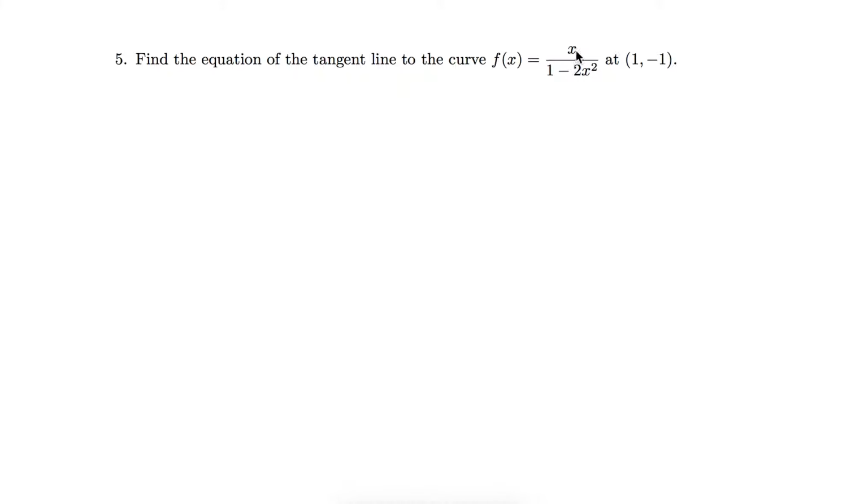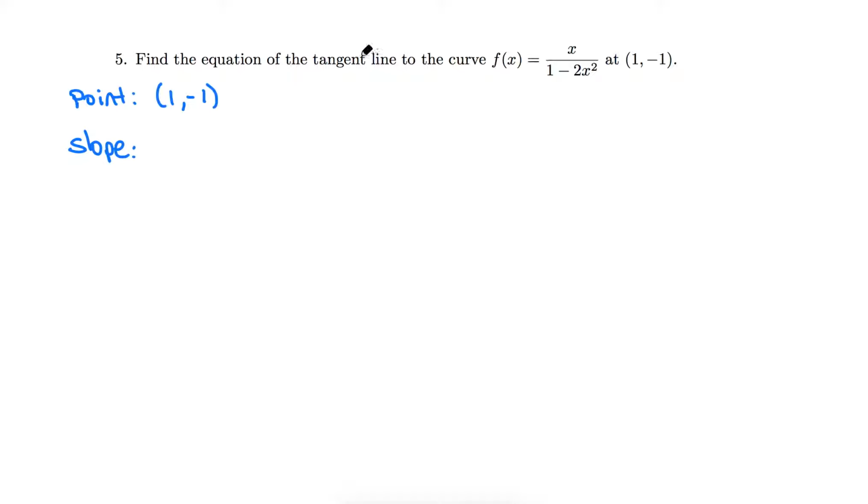We're looking at the equation of the tangent line to this curve at (1, -1). So we need two pieces of information about this tangent line. One of them is a point on the line, and this point is given for free here. (1, -1) is a point on our curve, and the second piece of information is slope.